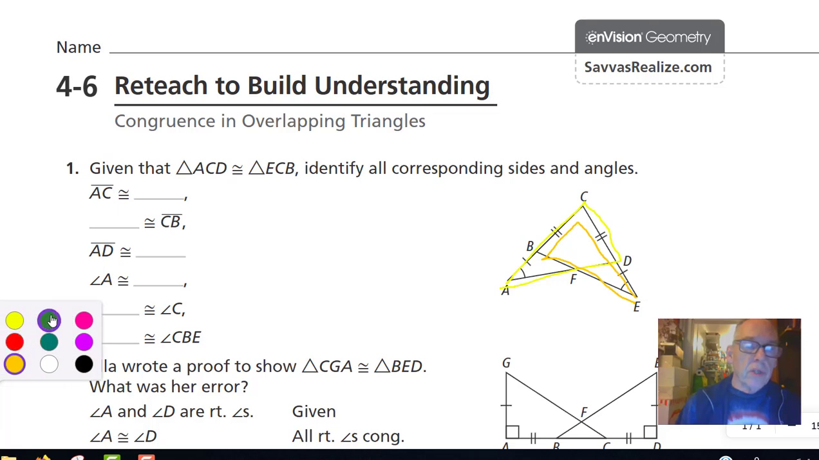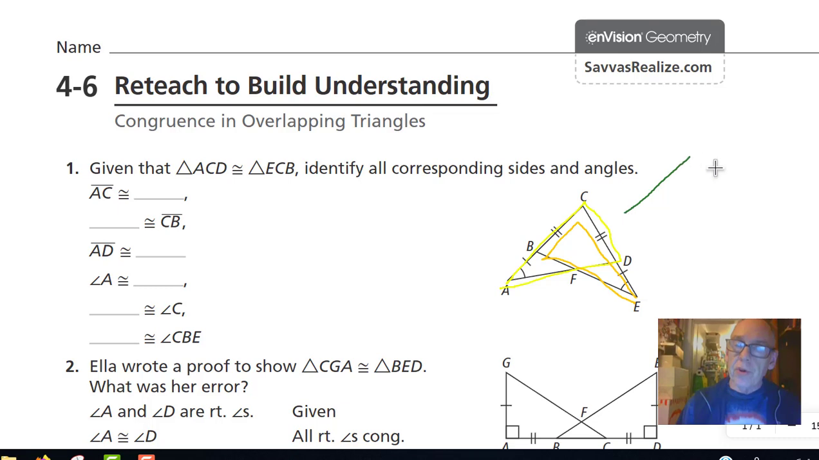So the best way to do a problem like this is to draw these two triangles separate from each other. So I'm going to draw this triangle here. And on this other triangle here, we'll copy it down here. And then we want to label it from the diagram. So this is triangle ACD. And this other triangle is triangle CBE.